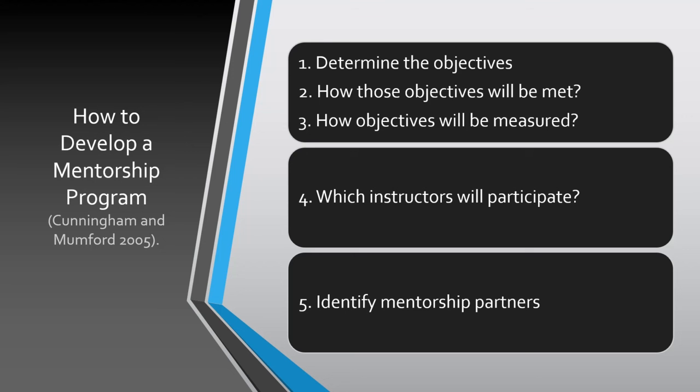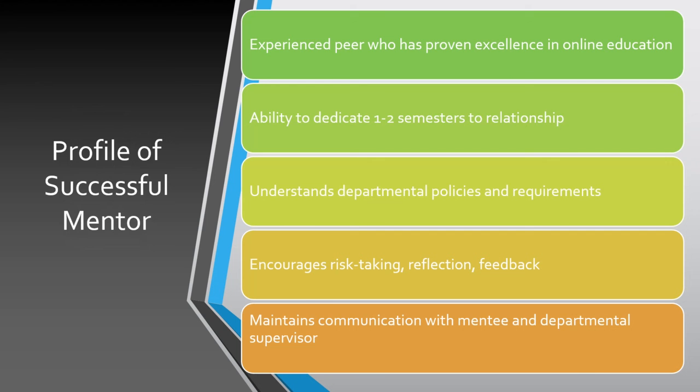Also, we need to decide which instructors will participate. So many times in mentorship programs that I've taken part in at other institutions, we know who's going to participate, right? A lot of times it's the newbies, the first semester or first year students or instructors. And then the mentorship partners, a lot of times this is based on volunteers and people who have experience. But again, what's missing are these first 3 points, which we really need to start with, right? So remembering to set objectives, to discuss how the mentor and instructor are going to work to meet those objectives, and then measure them.